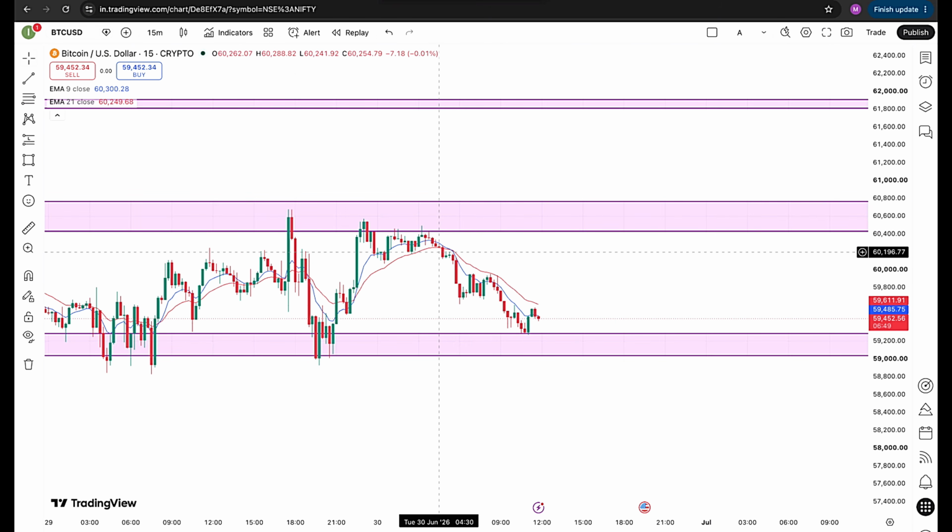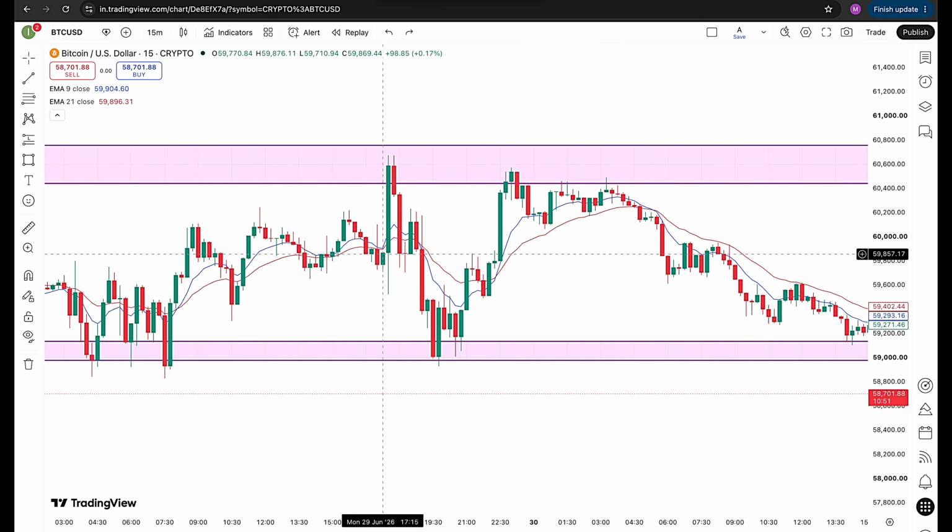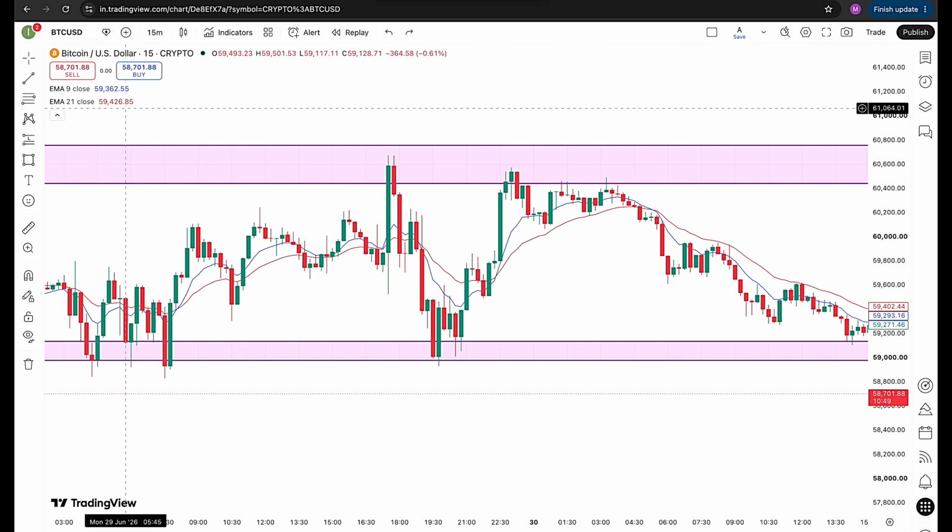So for the selling side, the second rule is that the 9 EMA should be below and the 21 EMA should be above. On the 15-minute time frame, we've now seen the second rule, which is about the 9 and 21 EMAs.